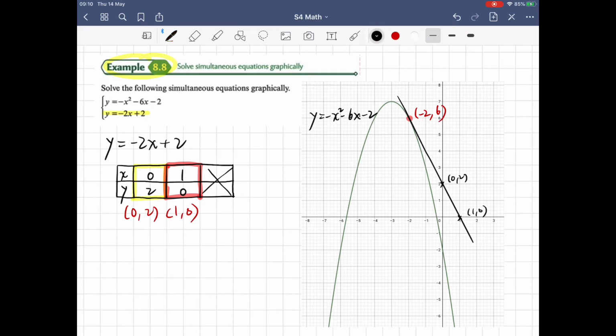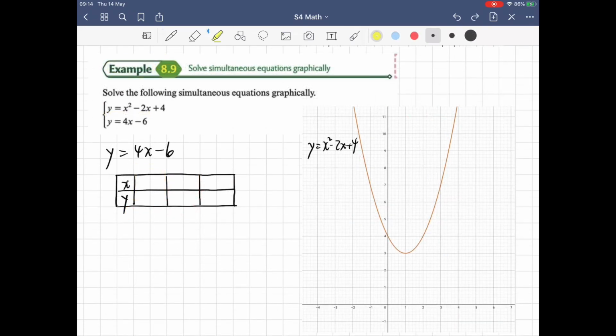Then we can draw the conclusion from the graph. The solution is negative 2 and 6. Or you can mention it, x is equal to negative 2 and y is equal to 6.